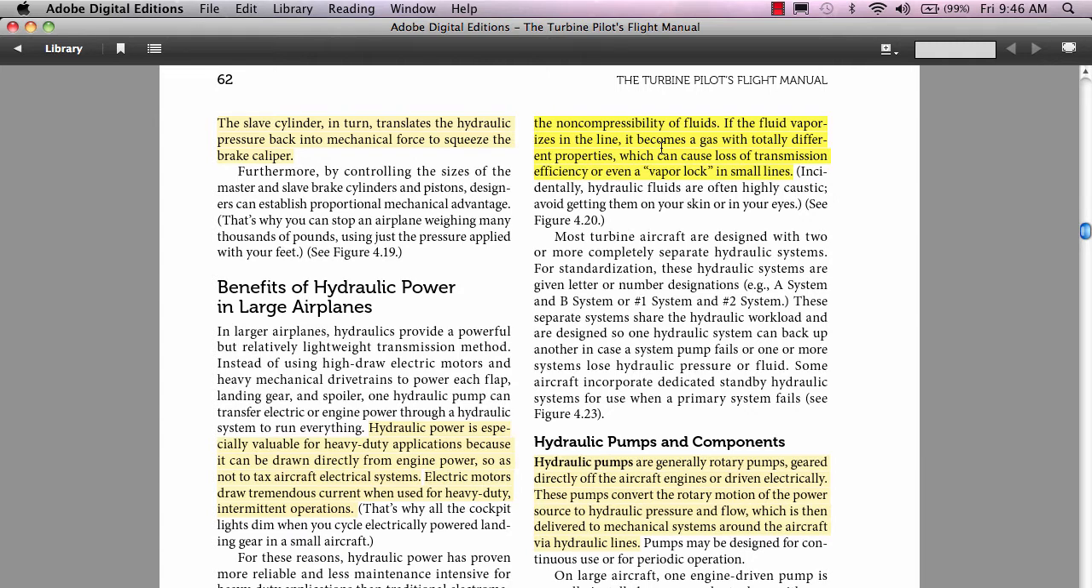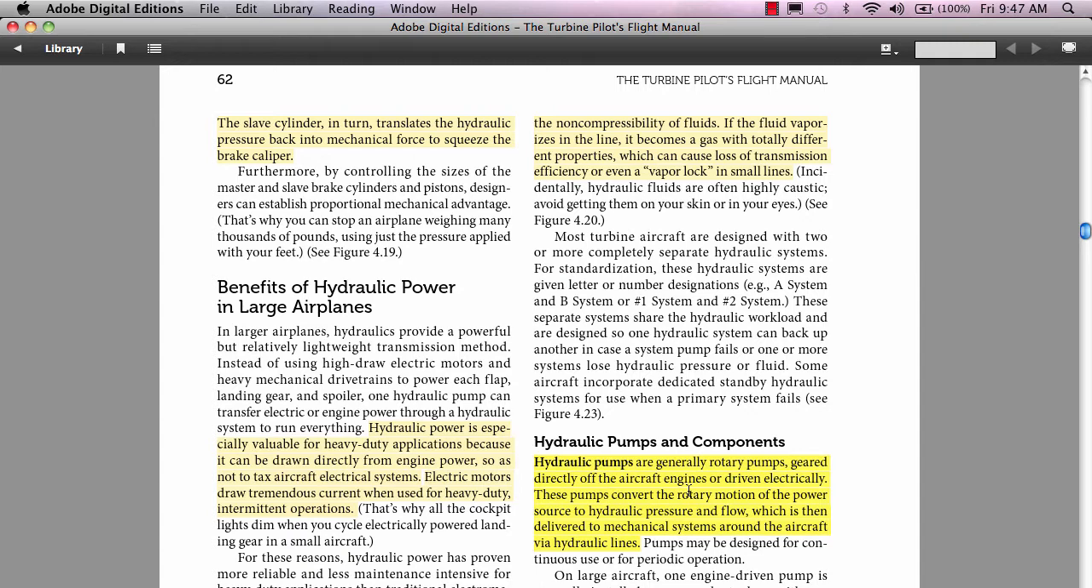Let's go down to hydraulic pumps and their components. The hydraulic pumps are generally rotary pumps. We'll talk about some other types of pumps later on, fuel pumps, things of this nature, and so they're kind of like gears meshing together. And sometimes we have geared pumps, sometimes we have vane pumps. So these are rotary pumps that go around, coming right off the aircraft's engines.